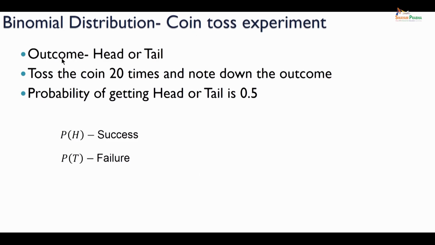We know the outcome is head or tail when you toss a coin, and now I am going to toss the coin 20 times and note down the outcome in each of these trials. We know the probability of getting a head or a tail is 0.5. I am going to take the probability of head as a success, which means the probability of getting a head is a success and the probability of getting a tail is being taken as failure.